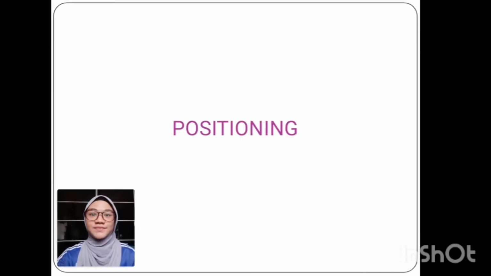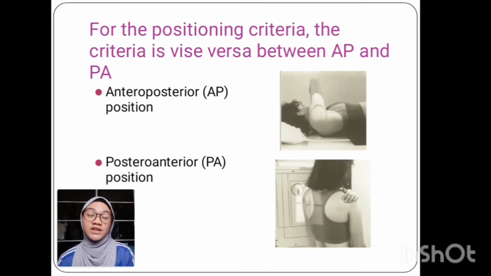Next, positioning. For the positioning criteria, the criteria is vice versa between AP and PA. So before you check the positioning criteria, you have to identify whether the patient was in PA or AP position. You can see here, the AP position is like this. The centering ray, the beam starts from the lateral aspect of the patient and it exits at the medial aspect of the patient, while for PA position, it starts from the medial aspect of the patient and exits at the lateral aspect of the patient.